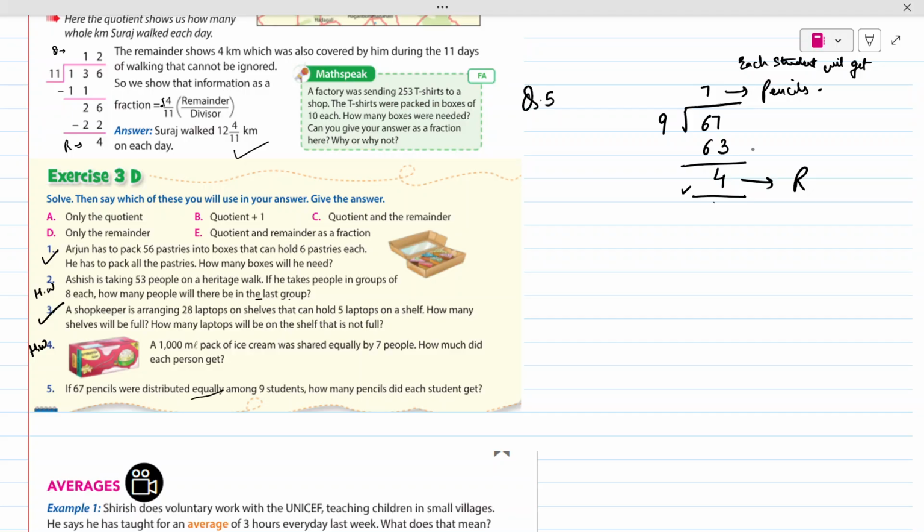So kids, I hope that you have understood the concept of division, quotient and remainder, and how we are using them in our word problems. Okay, so the questions which I have not picked up in this exercise, 3C and 3D, are homework for you. Please try to practice those questions, and if there is any confusion, you can ask me.